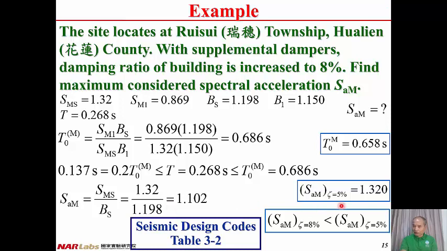And then compare with what we got from previous lectures, the maximum considered spectral acceleration for damping ratio equal to 5% equal to 1.32. Comparing this result, we can conclude that the maximum considered spectral acceleration for damping ratio equal to 8% is less than that for damping ratio equal to 5%. Is it true? It's true for this case. Is it true for other cases?